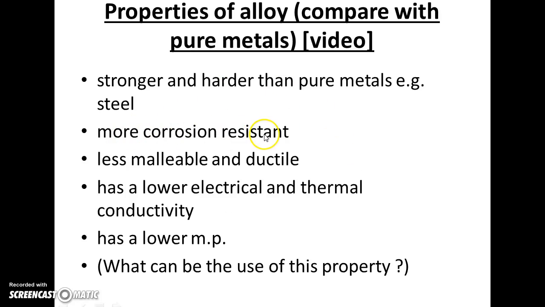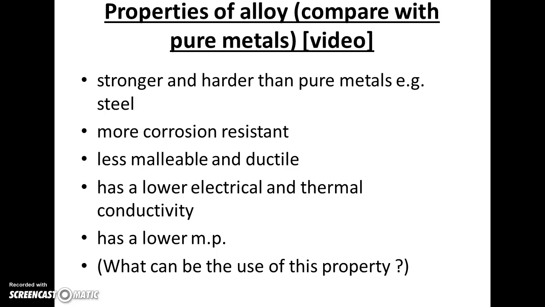It is more corrosion resistant, I have explained, less malleable and ductile, has a lower electrical and thermal conductivity, I have explained, has a lower melting point. So what can be the use of having a lower melting point? Can you think of it? I give you 10 seconds. 3, 2, 1.